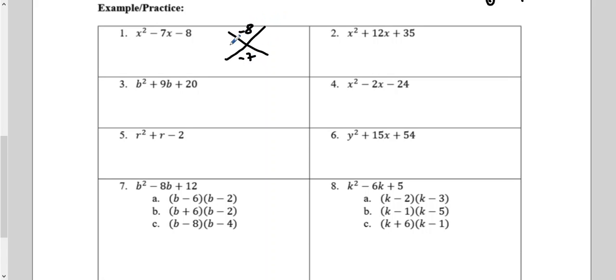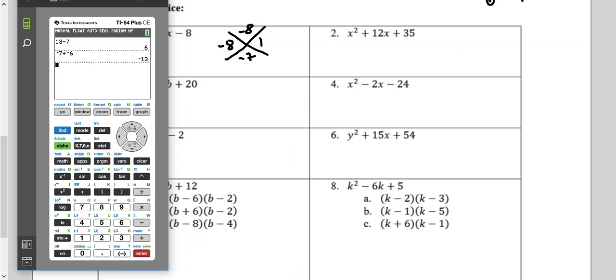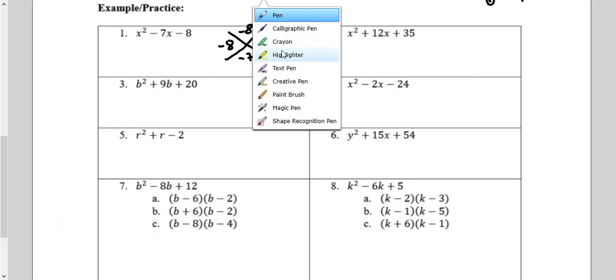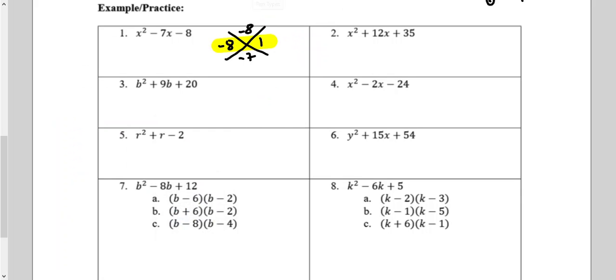All right, so let's look at -8. We have -8 times +1. -8 times +1 gives you -8. That's good. And then -8 plus 1 gives you -7. That's good. So right here, these are my magic numbers. So you have x minus 8, and x plus 1, because positive means plus 1. Okay.